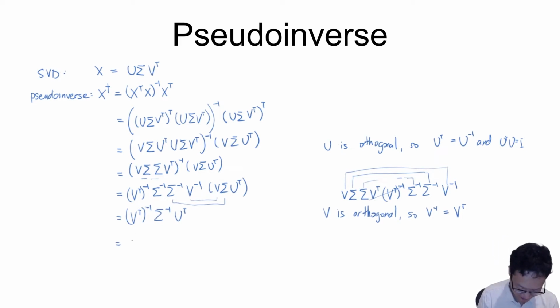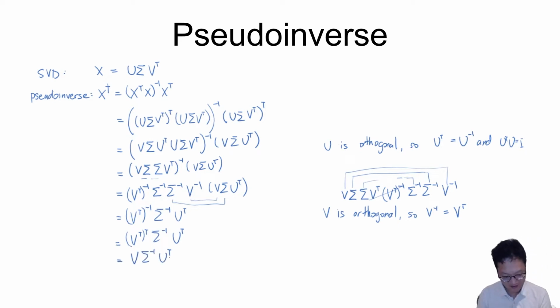Okay, so it turns out that V transpose inverse is just going to be V transpose transpose, sigma inverse, U transpose, and then V transpose transpose just gives us V. So V sigma inverse U transpose. If you don't believe me that V transpose inverse is just V, you can verify by multiplying V and V transpose together. Because they're orthogonal, they become identity when you multiply them together. So V is indeed the inverse of V transpose.